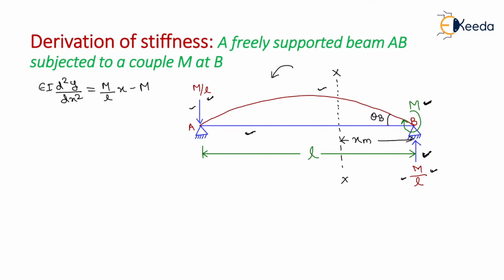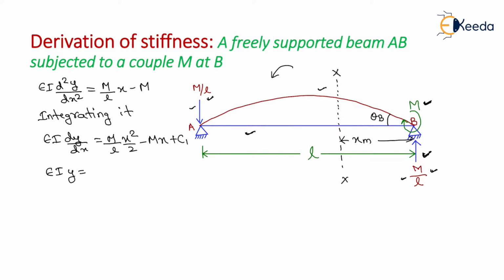Now we need to integrate this equation. On integrating it, we will get EI dy by dx equal to M by L into x square by 2 minus Mx plus C1. Okay students. Now we again integrate this equation and we will get EIy equal to M by L into x cube by 6 minus Mx square by 2 plus C1x plus C2.